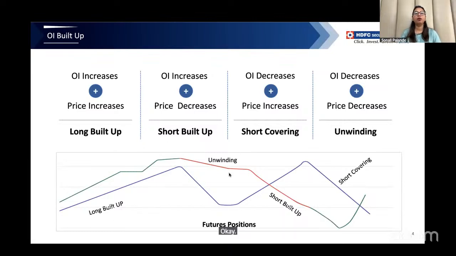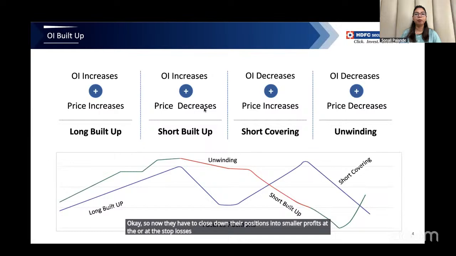So now they have to close down their positions into smaller profits at the stop losses, or at the losses, okay. So these people will start to cover up their losses, cover up their positions. So what will happen is that their positions will start to close, and because of that, OI will decrease.